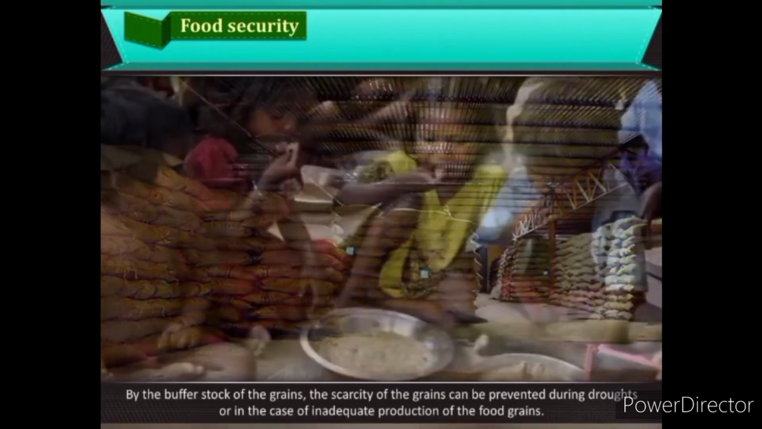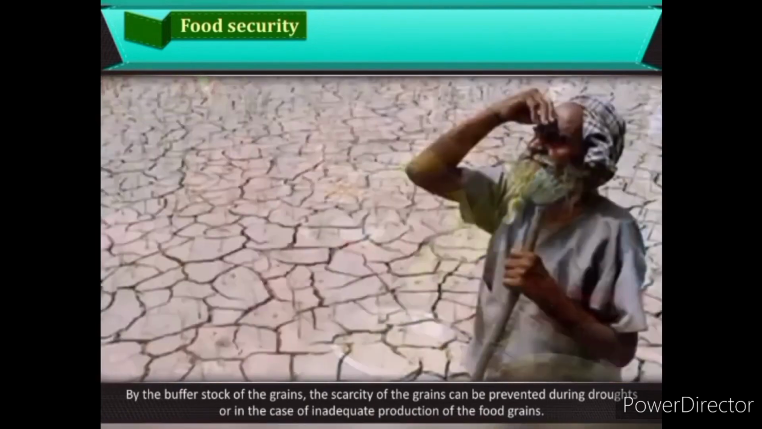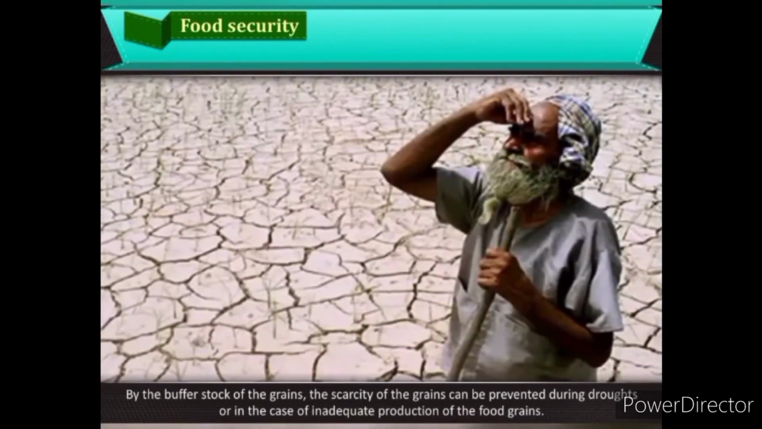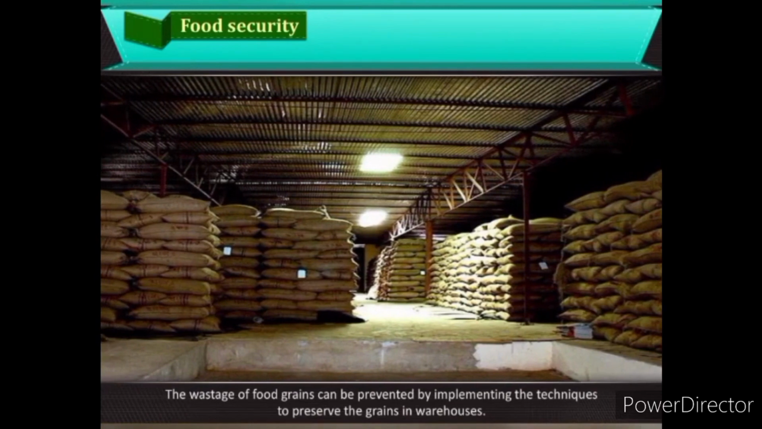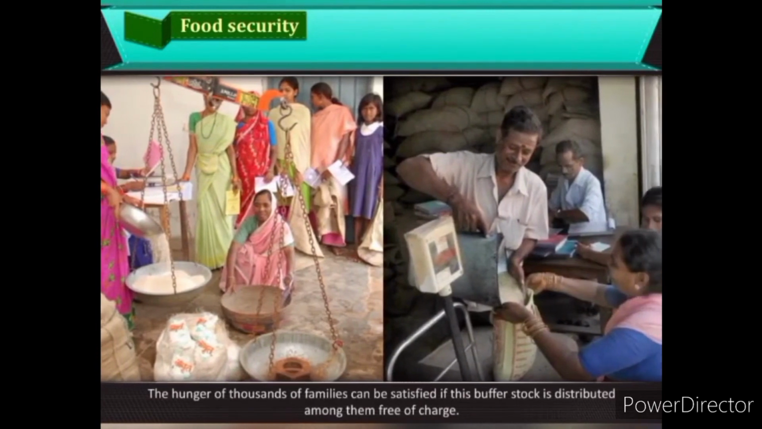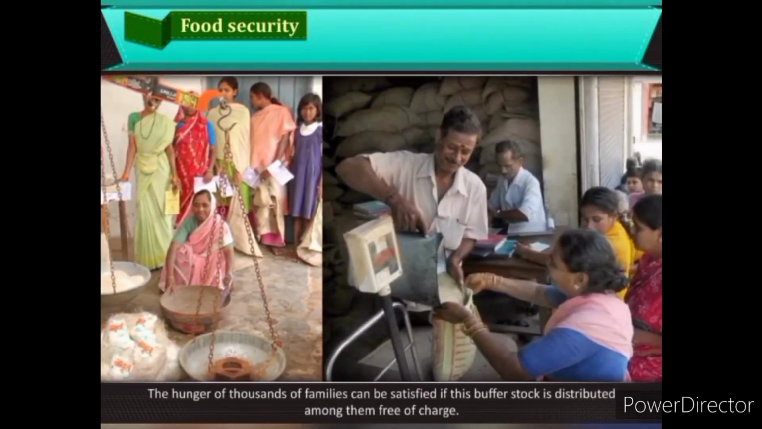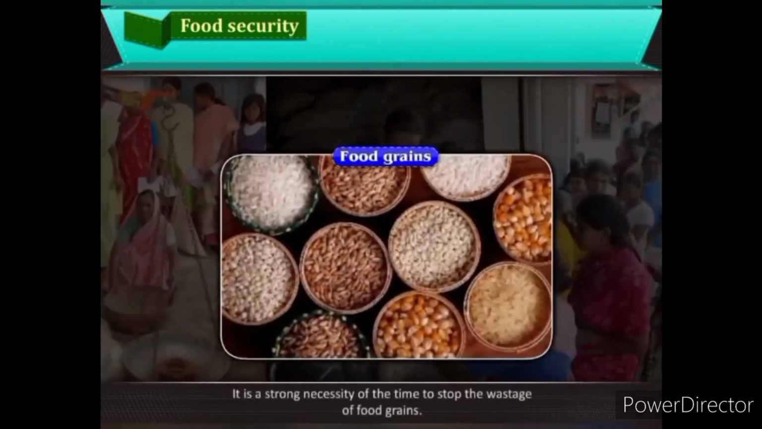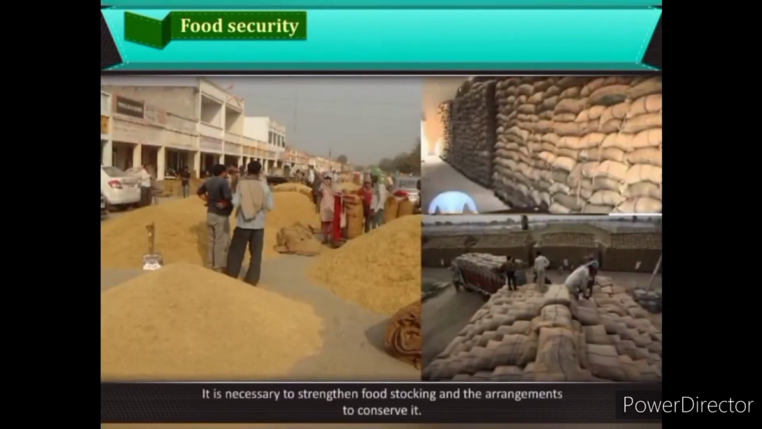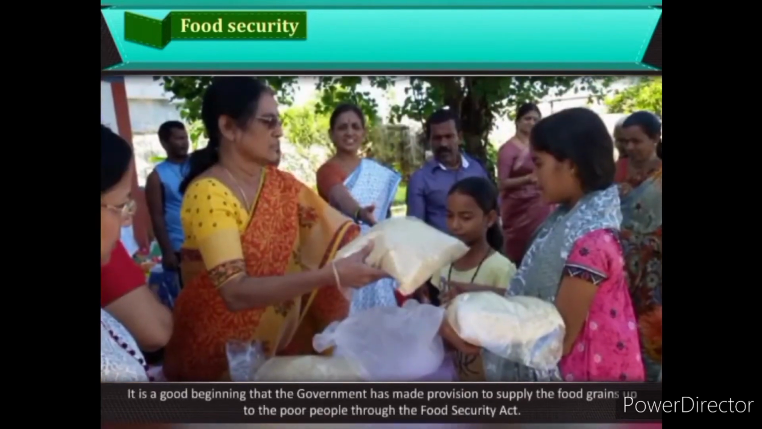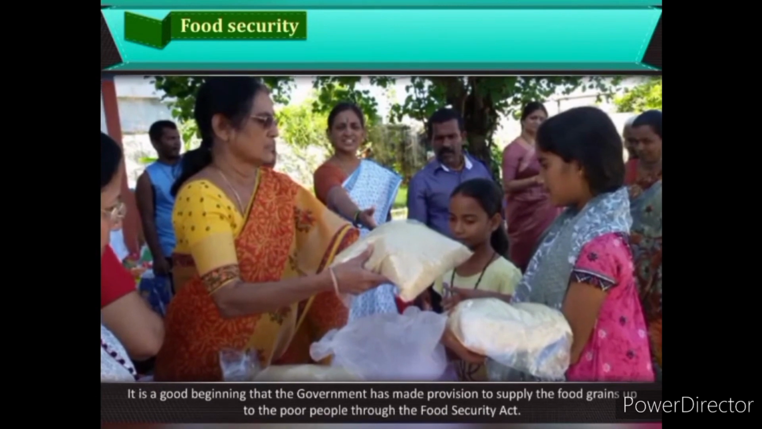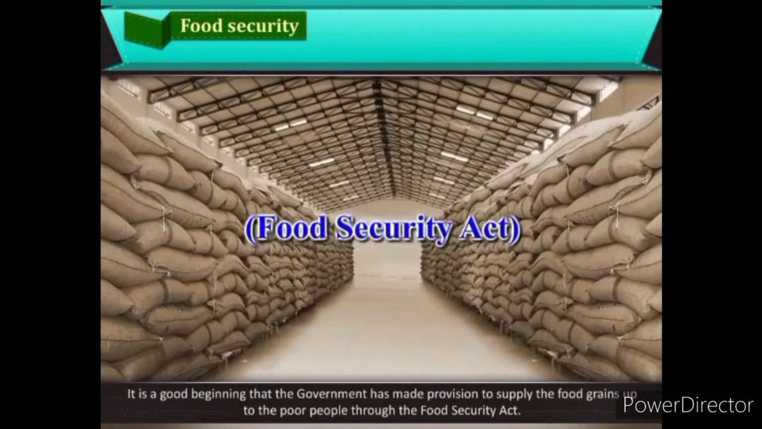By the buffer stock of grains, the scarcity of grains can be prevented during droughts or in the case of inadequate production of food grains. The wastage of food grains can be prevented by implementing techniques to preserve the grains in warehouses. The hunger of thousands of families can be satisfied if this buffer stock is distributed among them free of charge. It is a strong necessity of the time to stop the wastage of food grains. It is necessary to strengthen food stocking and the arrangements to conserve it. It is a good beginning that the government has made provision to supply food grains to the poor people through the Food Security Act.